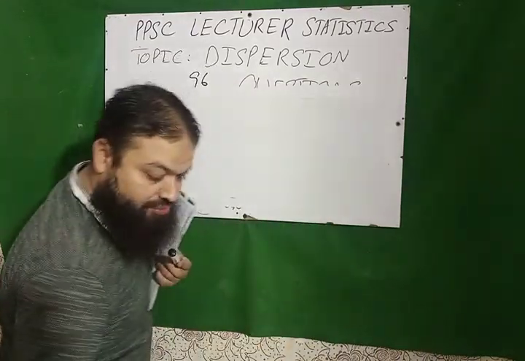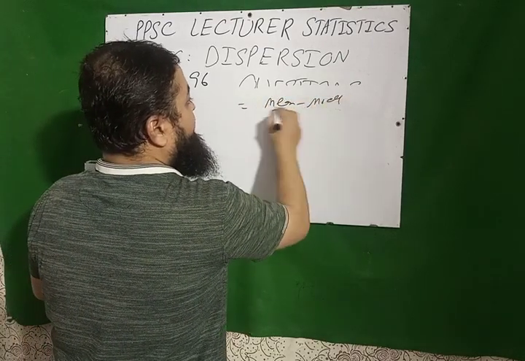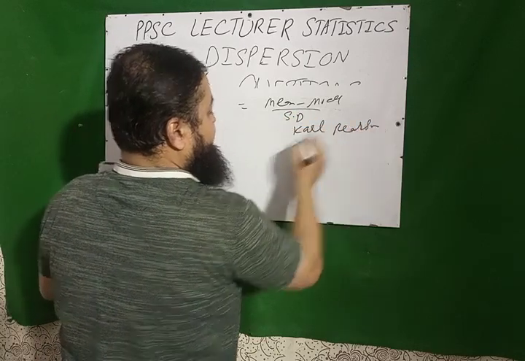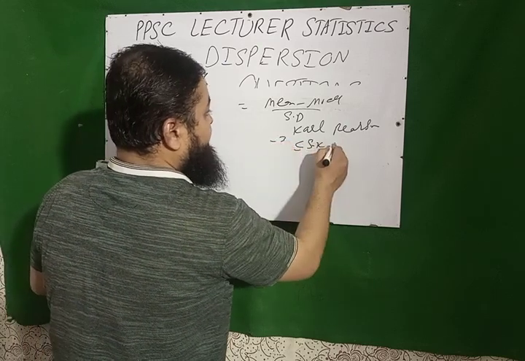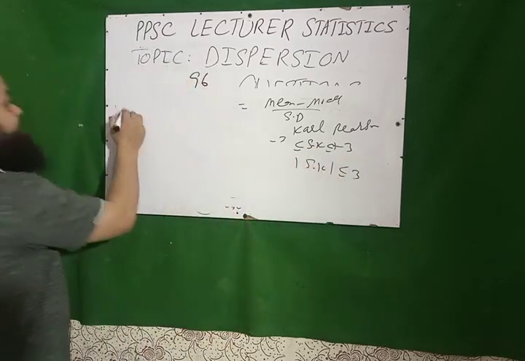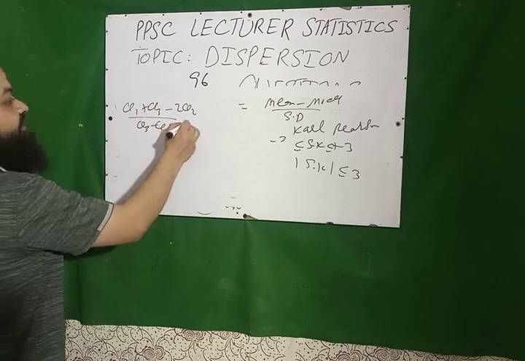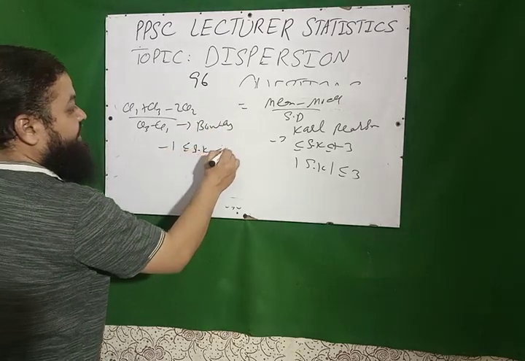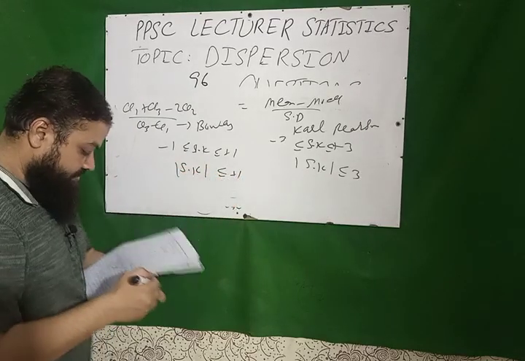Then very important questions about skewness. The formula of skewness is mean minus mode over standard deviation, that was given by Karl Pearson, and its range is minus 3 to plus 3. I can also write it as modulus of skewness less than or equal to 3. And Bowley's formula is q1 plus q3 minus 2q2 over q3 minus q1, that was given by Bowley, and its range is minus 1 to plus 1. In the exam they can write it as modulus less than or equal to 1.